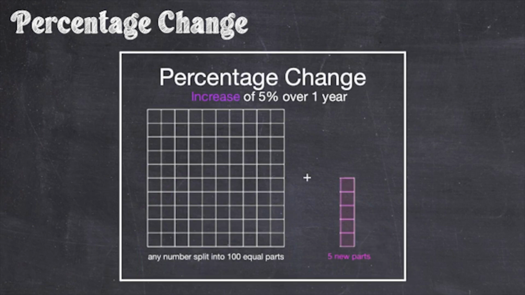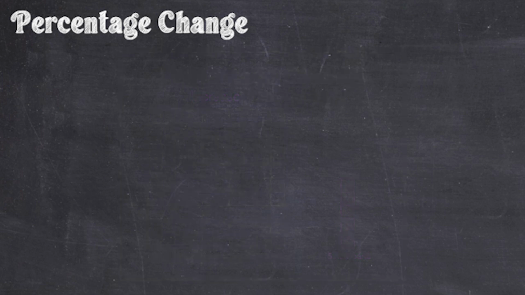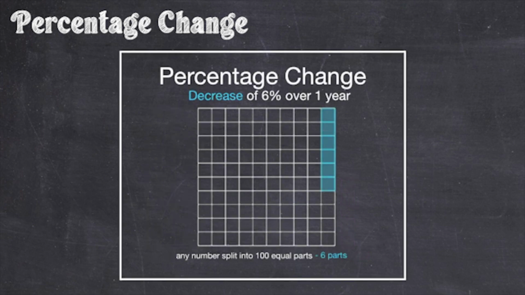For example, a percentage increase of 5% over 1 year means that if the original value was divided into 100 equal parts, after 1 year, that value has increased by 5 parts. In the same manner, a percentage decrease of 6% over 1 year means that if the original value was divided into 100 equal parts, then after a year, the total value decreased by 6 parts.